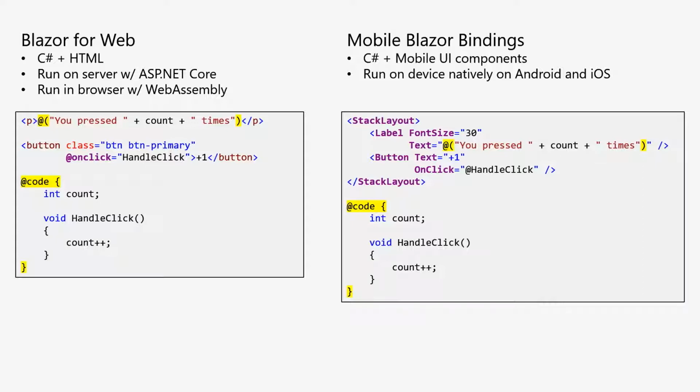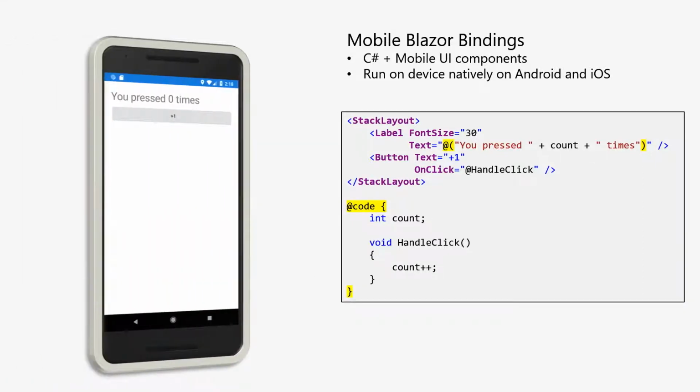The C# code is exactly the same. It handles a click, it increments a count. And you can go ahead and run that on your Android emulator or iOS simulator or on a physical device, and you get your app. And this is a native app running on Android in this case. So let's go ahead and actually do that.